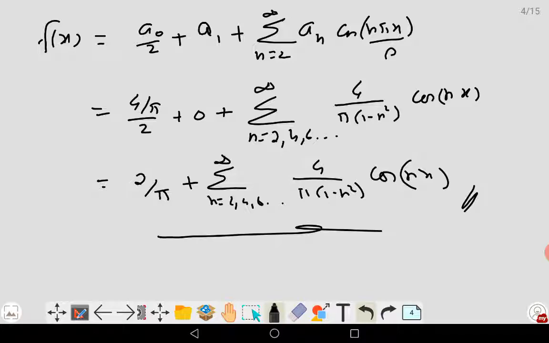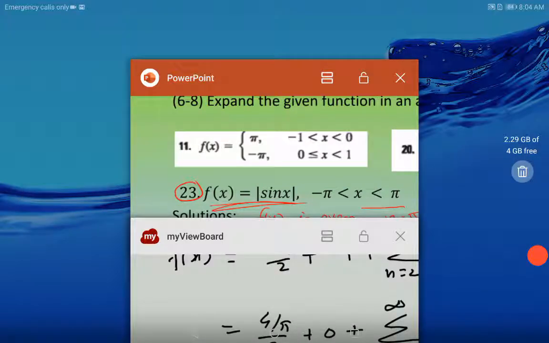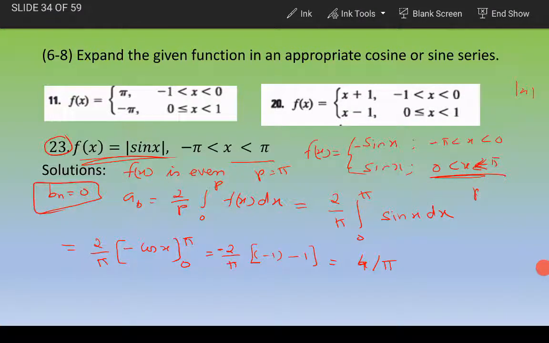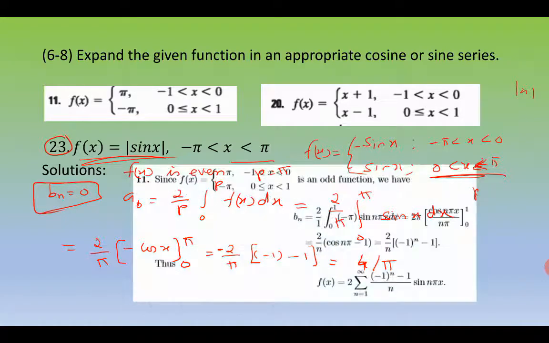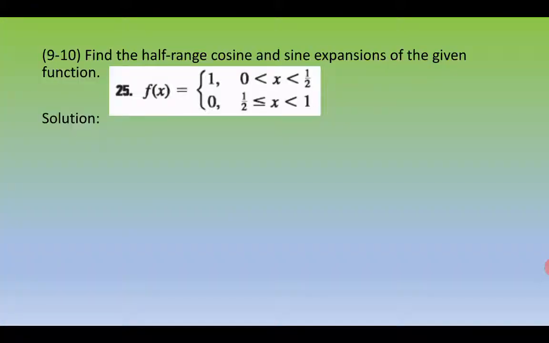Now we will go to the next problem. We have solved these three problems, found either cosine or sine. Now find half range series, half range cosine and sine separately. So the given is half range 0 to 1, 0 to half and 0 to 1. The entire range is half range. 0 to 1 is half range.